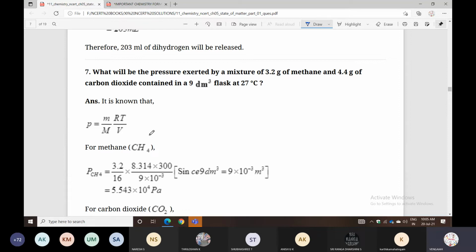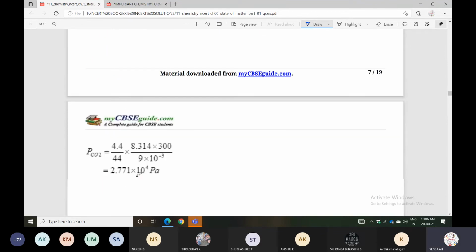Yes. So same model. So here, what will be the pressure exerted by a mixture of 3.2 grams of methane and 4.4 grams of carbon dioxide contained in 9 dm cube at 27 degrees centigrade is given. So it is known that P equal to nRT is there. Instead of n, small m by capital M you can write down. For methane you can take. So pressure in presence of methane, how much will be there? You can check it. Same type for carbon dioxide also.